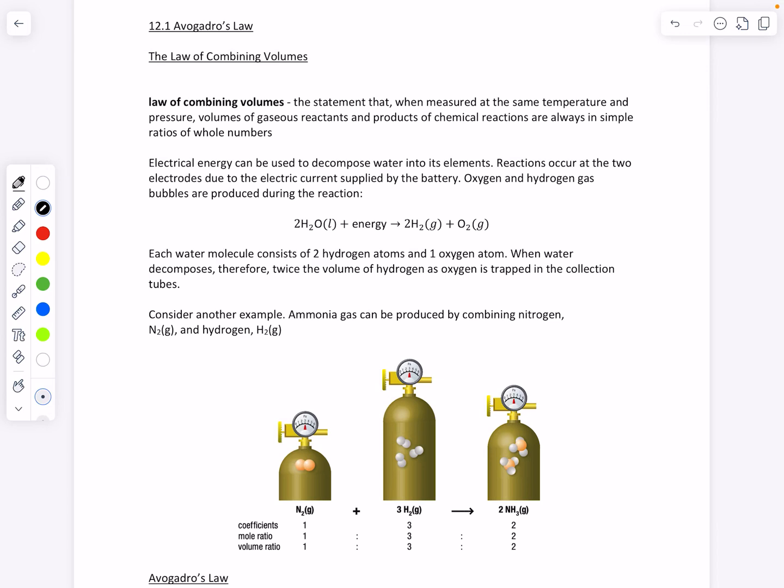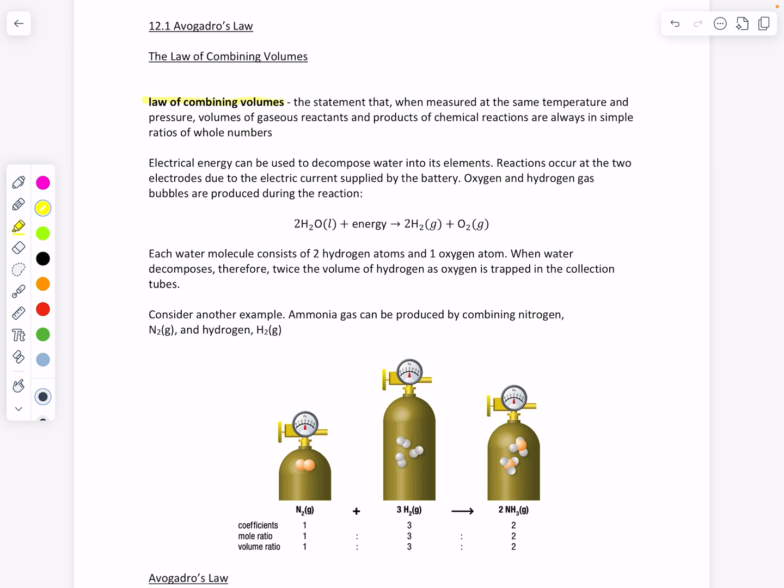12.1 Avogadro's Law, the law of combining volumes. The law of combining volumes is the statement that, when measured at the same temperature and pressure, volumes of gaseous reactants and products of chemical reactions are always in simple ratios of whole numbers.